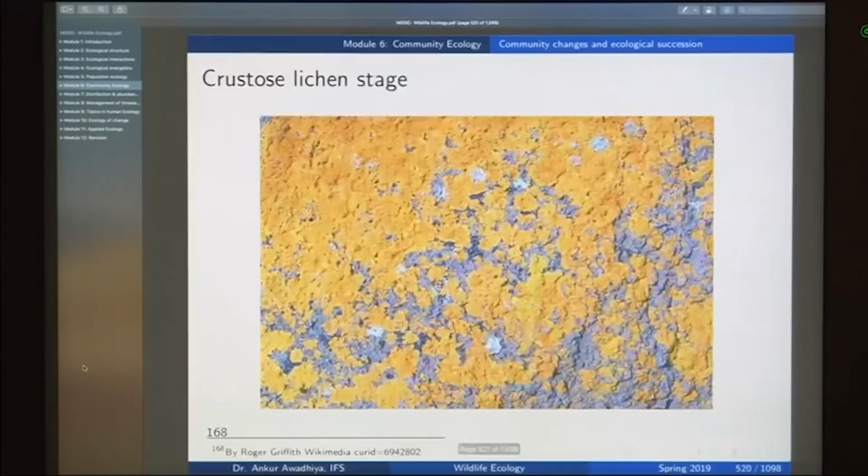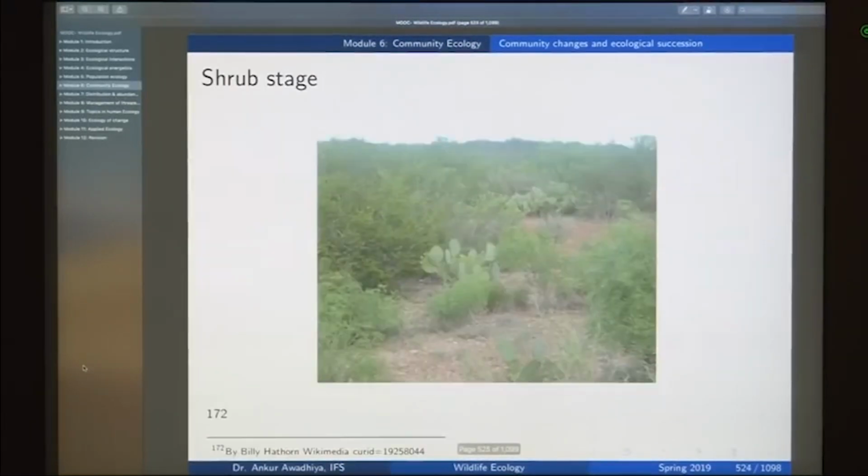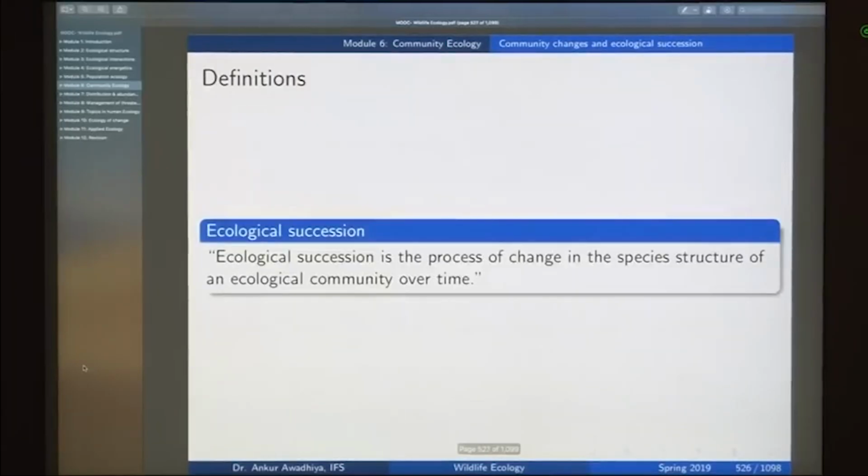So, from bare rocks you start getting some lichens. From bare rocks you have crustose lichens, then you have foliose lichens, then moss, then grass, then shrub, then forest, and this process through which any area gets populated is ecological succession. So, ecological succession is the process of change in the species structure of an ecological community over time.